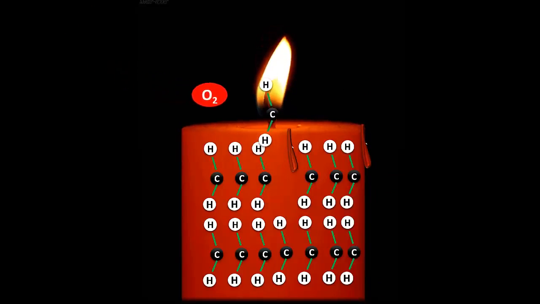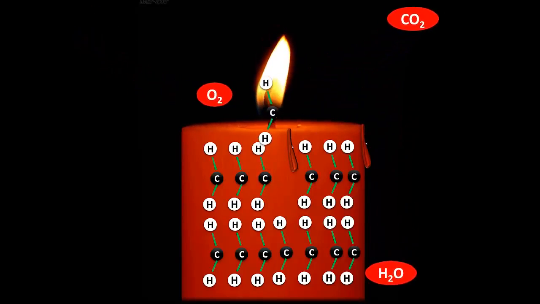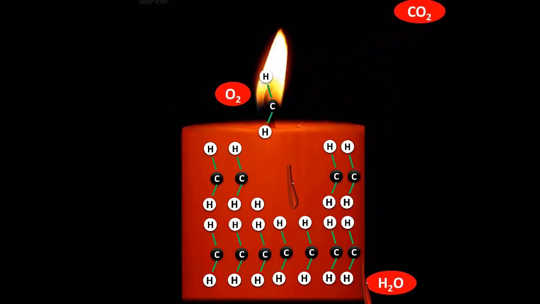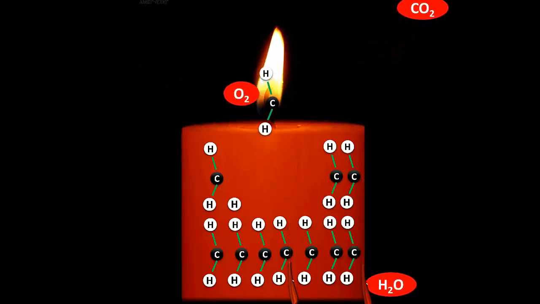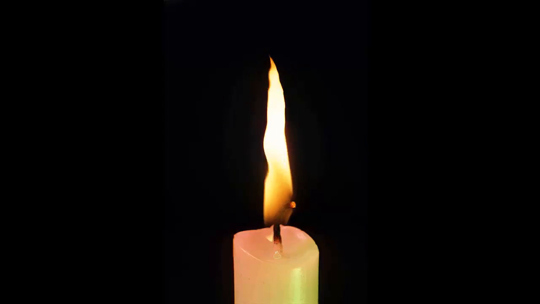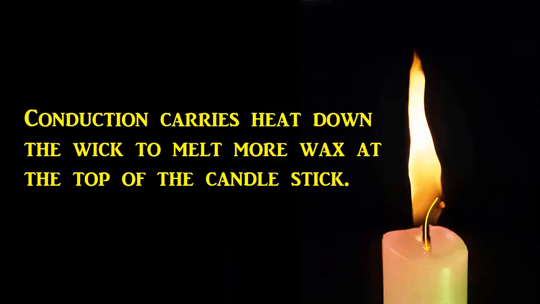Heat generated by this reaction helps to continue this process until all the solid wax changes to vapor state. Both light and heat are continuously evolved in this reaction. Heat from the flame travels in three directions by the processes called conduction, convection, and radiation. Conduction carries heat down the wick to melt more wax at the top of the candlestick.